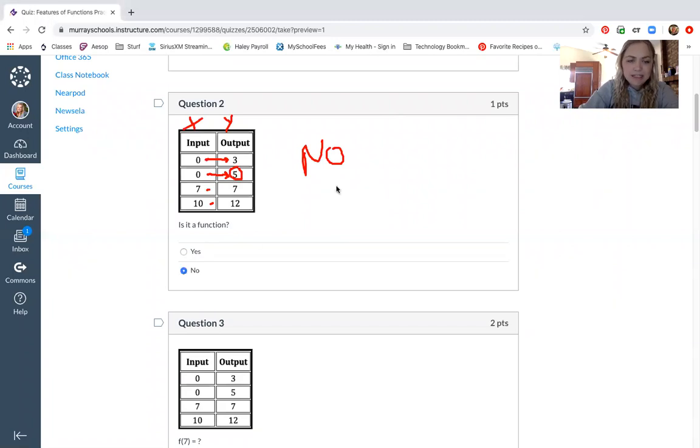Now, something really important I want to talk about here: the only reason this isn't a function is because 0 has 2 different outputs. If 0 went to 3, and then the second number instead of 5 was 3 again, that would actually fix this. That would make this back into a function because 0 goes to 3 and 0 still goes to 3.